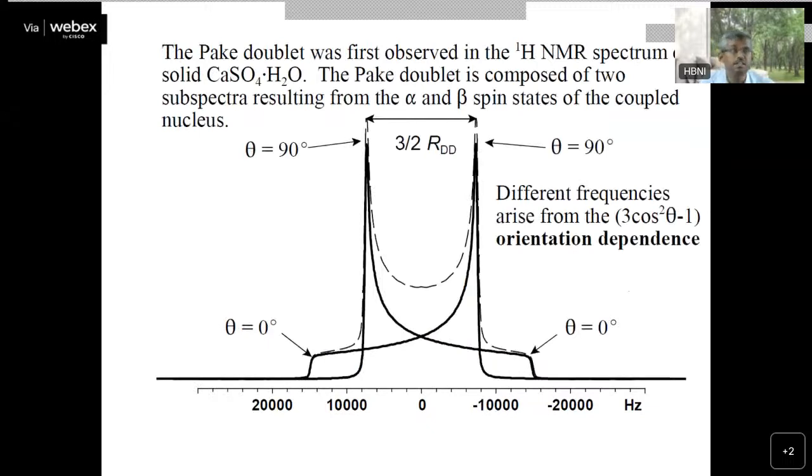In the literature, if you give Google the term Pake doublet, what you get is this only. This is a doublet structure which is known as the Pake doublet, and this is nothing but the Pake doublet obtained from the proton NMR of calcium sulfate dihydrate.